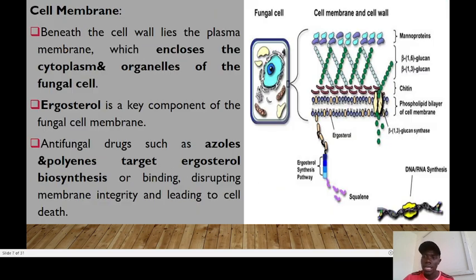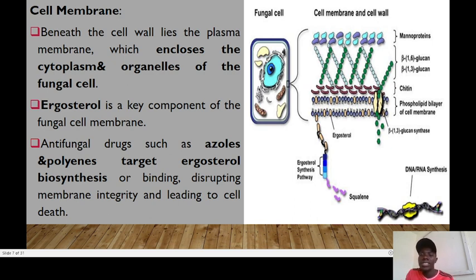The second structure is the cell membrane, and the cell membrane is just found beneath the cell wall. It is the plasma membrane, which encloses the cytoplasm and the organelles of the fungal cell. This cell membrane has a key component which is normally referred to as ergosterol, and this is analogous to the cholesterol in mammalian cells. Okay, so you see this close similarity between the ergosterol and the cholesterol in mammalian cells.